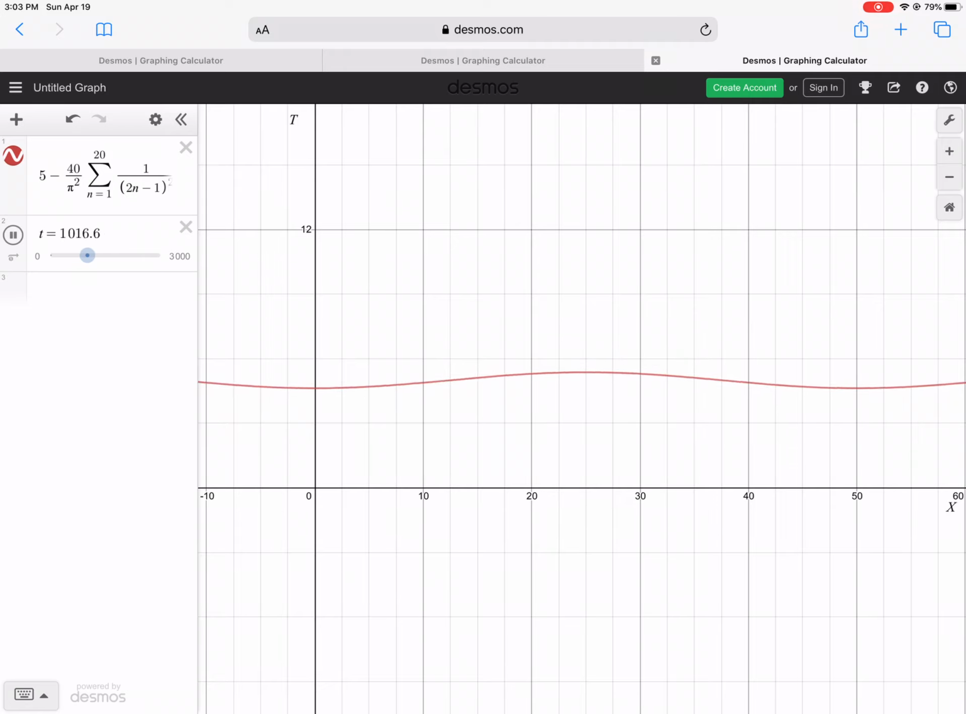So we're up to almost 2,000 seconds. You can see that the temperature is converging to 5 everywhere. The heat is just diffusing to the constant value.